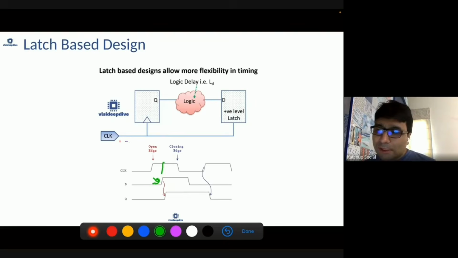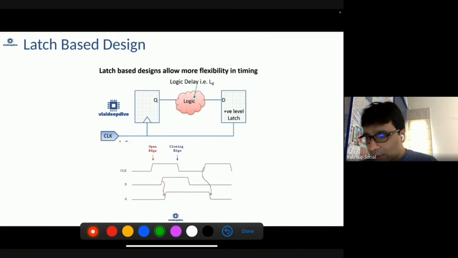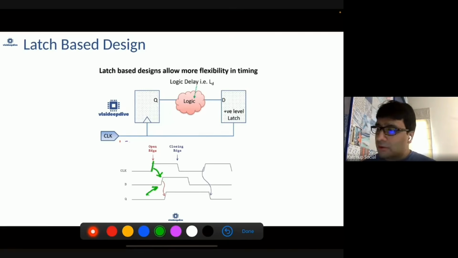So latch provides a little bit more flexibility in that you need not necessarily have the data arrive before the clock edge. Data can arrive later than the clock edge as well, and you can still capture it. Like in this case, D in changes after clock has gone high, and latch is still able to capture the data. So it provides more flexibility. How that flexibility can be used, we'll understand using one more example.